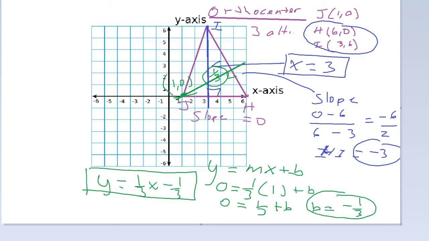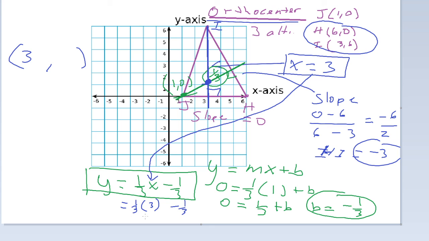So ultimately, this point where they both meet is called the orthocenter. And I want to know what point that is. Well, I don't know if you noticed this, but x is already 3. And to find the y value, simply take the value of 3 and plug it into x in this equation. So I have 1/3 of 3 minus 1/3.